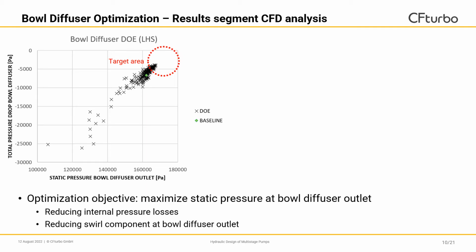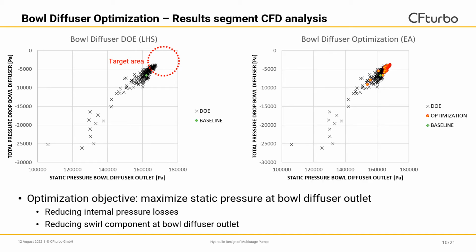And we need to formulate objectives for our optimization. And in this case, we want to maximize the static pressure at the bowl diffuser outlet. And this can be done by reducing the internal pressure losses inside of the bowl diffuser and reducing the swirl component at the bowl diffuser outlet.